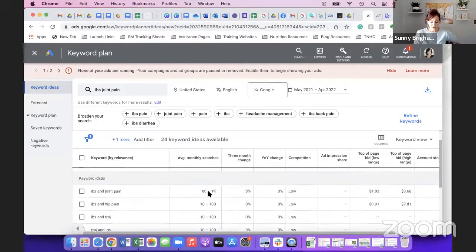So ways that you could fit this in your copy is for IBS and joint pain. You could say there is a correlation between IBS and joint pain. Now you have that keyword in there, or the sets of keywords in there. Or you could title a subsection IBS and joint pain. So you just kind of have to get a little bit creative at times, but you want to make sure that you're including the exact phrase somewhere in your copy when you're creating it.